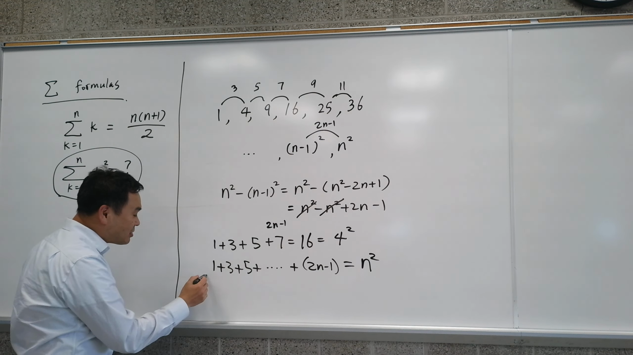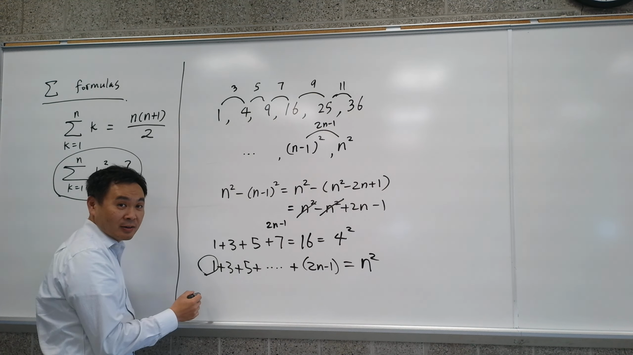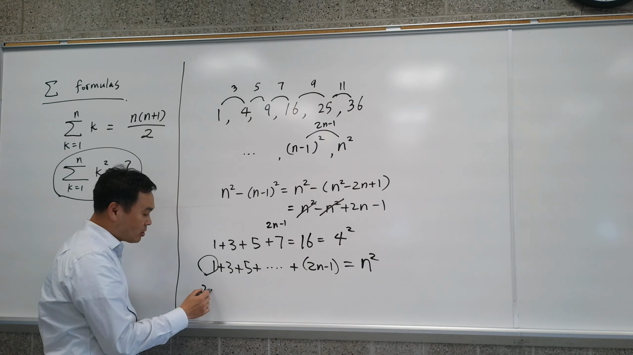Now, what is n for this guy? If 2n minus 1 is 1, n is 1. Okay? So here's my next challenge. Oh, by the way, did you know this? That if you add these odd numbers, you get all these squares? You knew that before?